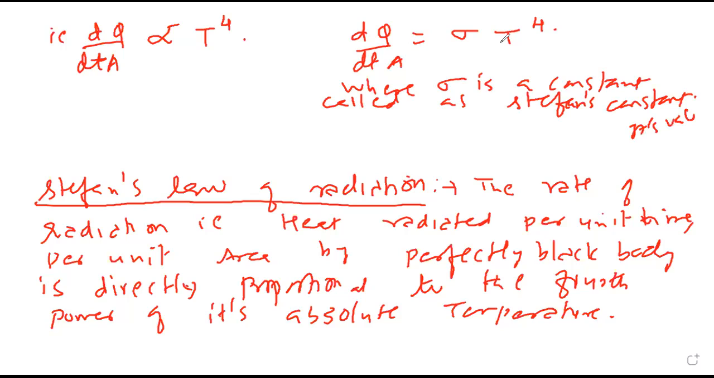Its value is 5.67 into 10 raised to minus 8 joules per second meter square Kelvin raised to 4. Just copy it in there.